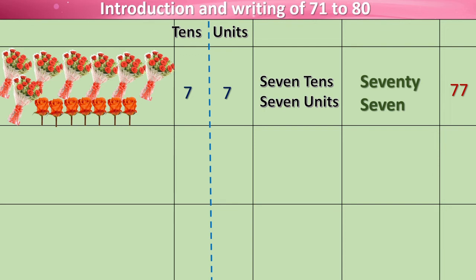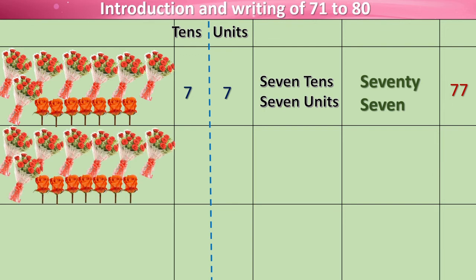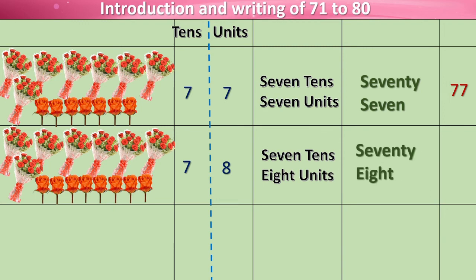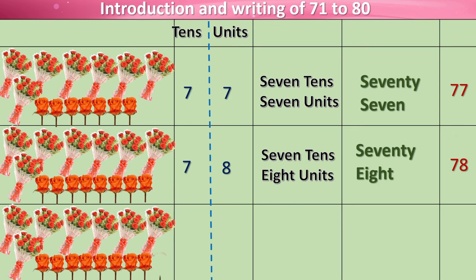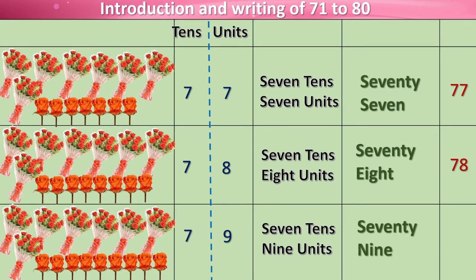Okay, we'll add one more rose to these 77. So we got 7 tens, 8 units, right? And the number is 78. 70 and 8. Okay, we'll add one more rose to these 78 flowers. So we get 7 tens and 9 units, right? And number is 79. 70 and 9 in numerals.